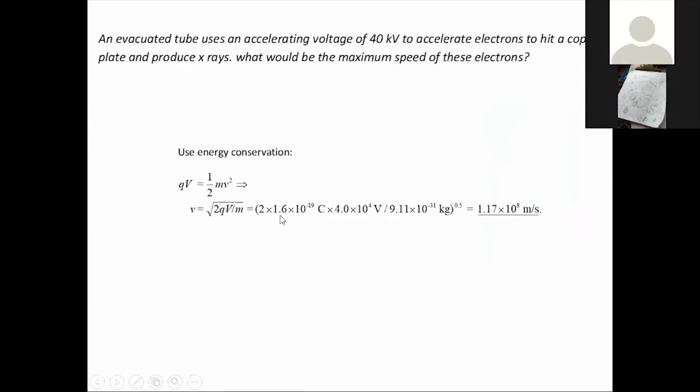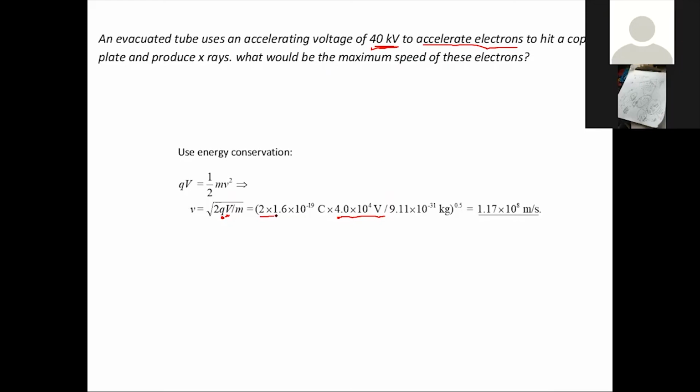What is Q? Q is the charge of the electron, because we accelerate the electron. What is V? V is 40 kilovolt. How do you change to volt? Kilo means 10 to the 3, so 40 times 10 to the 3, which is the same as 4 times 10 to the 4. That's your V.